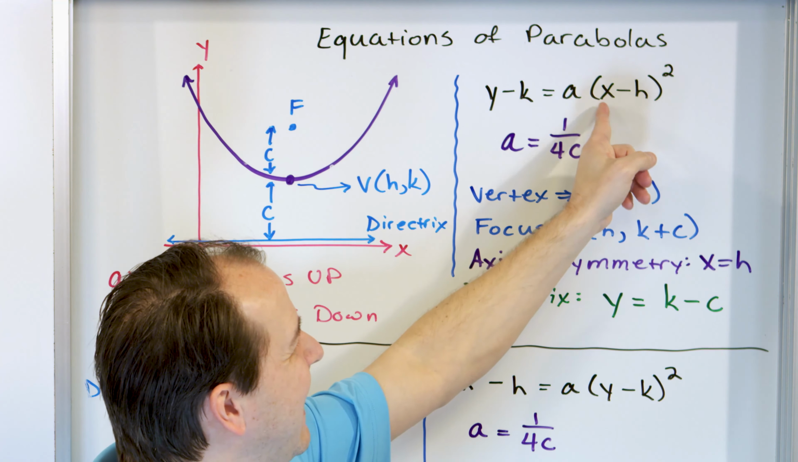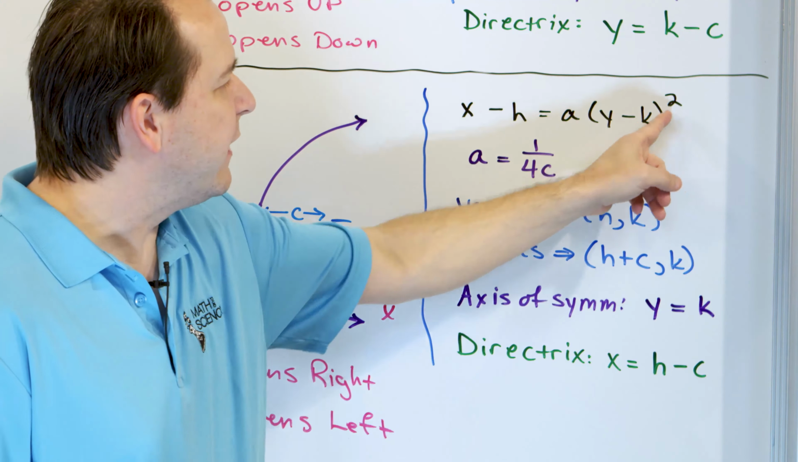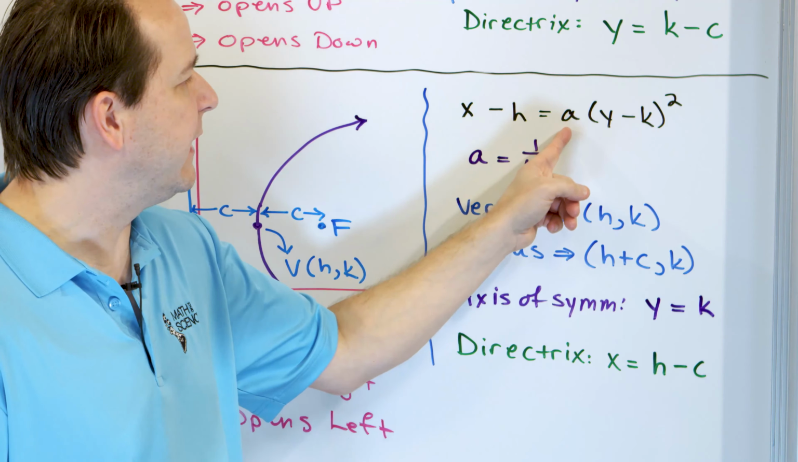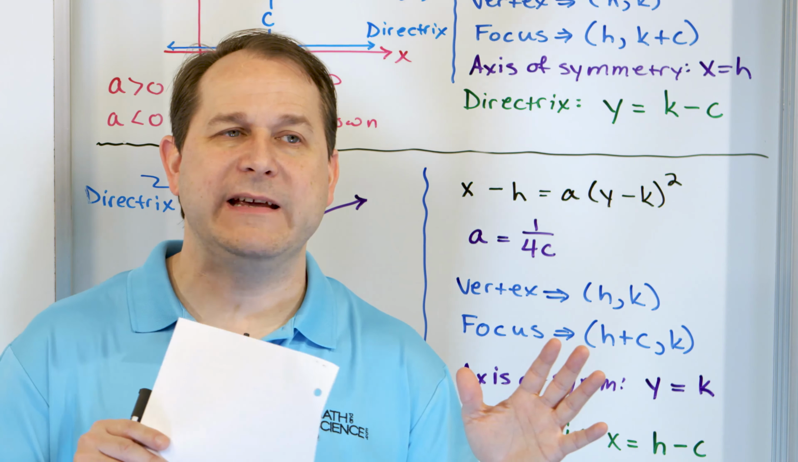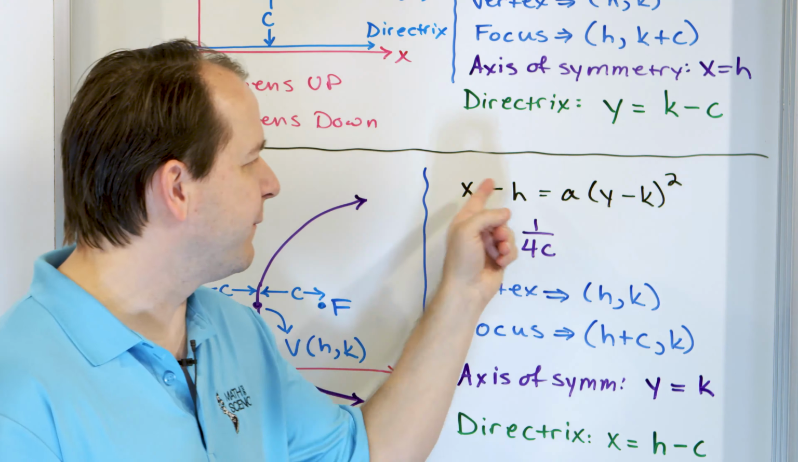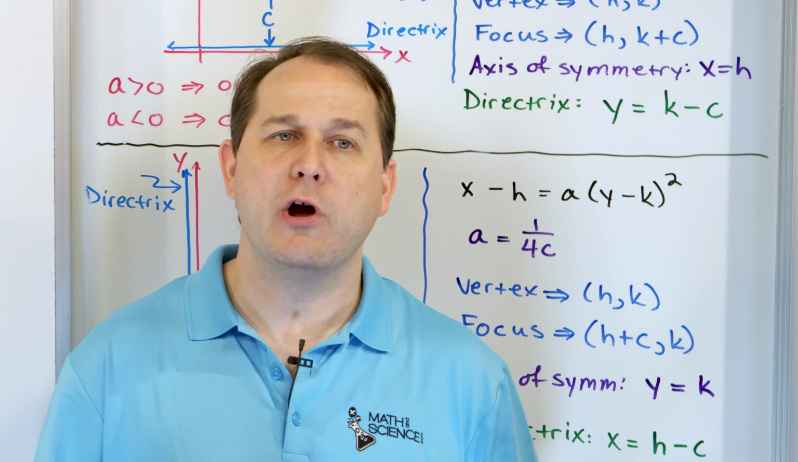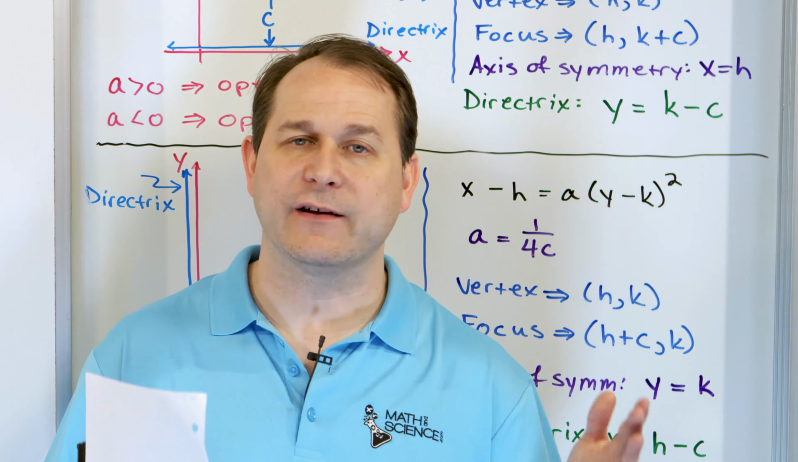When the square is on the x term, even if there's a shift here, you know it opens up or down. If the square is on the y term, you know it opens either left or right. It's going to depend on the sign of the value of a that's in front. So even if you don't have the equation of the parabola given to you in beautiful terms like this, if the square is in the x term, you know it opens up or down. If the square is in the y term, it opens left or right, and that's always true.